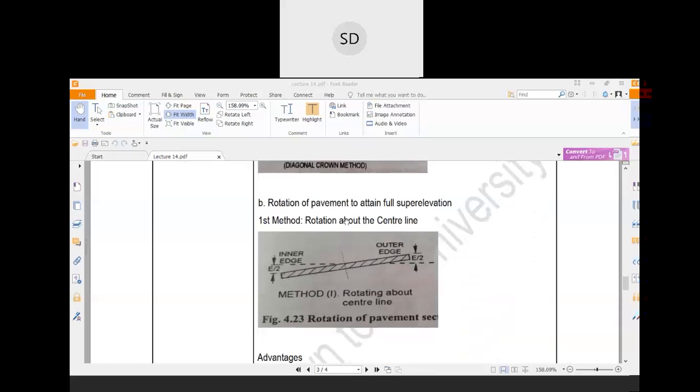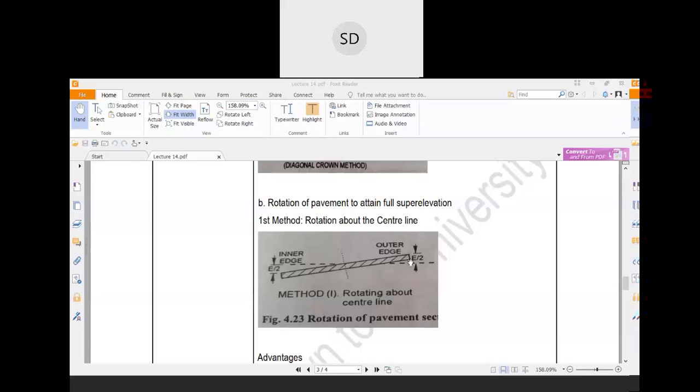Then our next method is rotation of pavement to attain full super elevation. In such cases, you have to rotate the pavement. The first method is rotation about the center line. If you rotate about the center line, your outer edge would be raised and your inner edge would be lowered by the same amount.